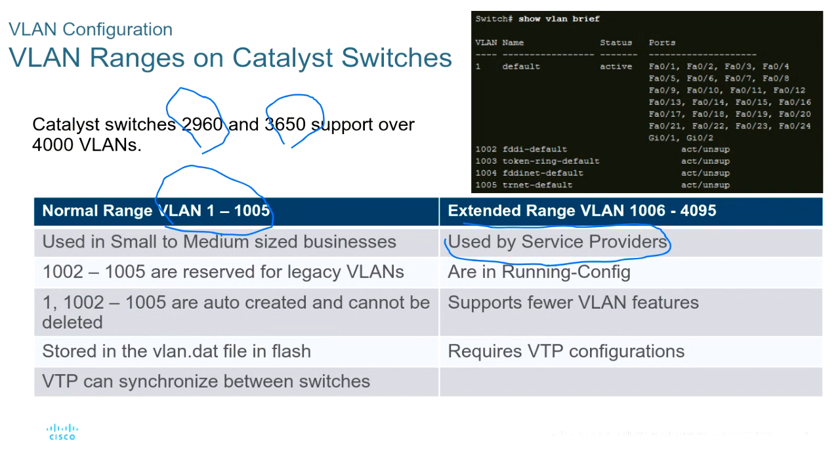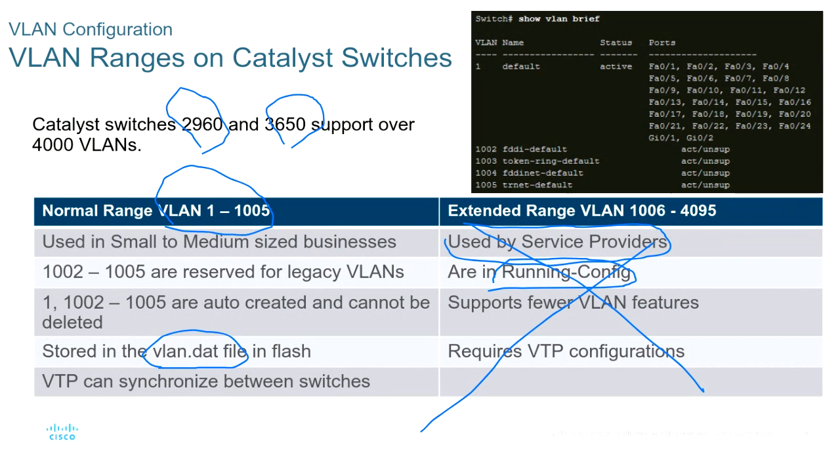So when we use our standard stuff here, that VLAN.dat file, that's where it stores the VLAN definitions, VLAN 10, VLAN 20. If you're using extended range, it's stored in the running configuration. We're not going to do any of this stuff. This is not a CCNA objective.